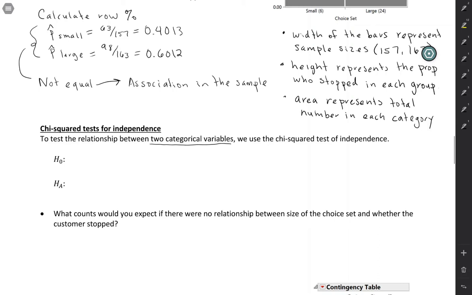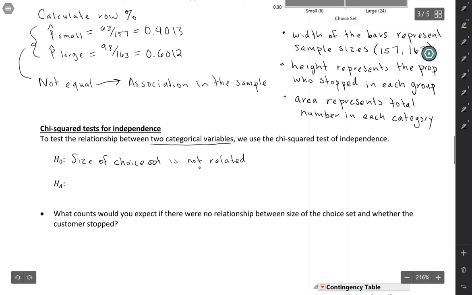Okay, so the null hypothesis for a chi-squared test of independence is that there is no relationship between the two variables. So if we put it in context here, going back to that jam choices context, we could say that the size of the choice set is not related to customers stopping. So whether they stop or not has nothing to do with whether they saw 6 choices of jams or 24.